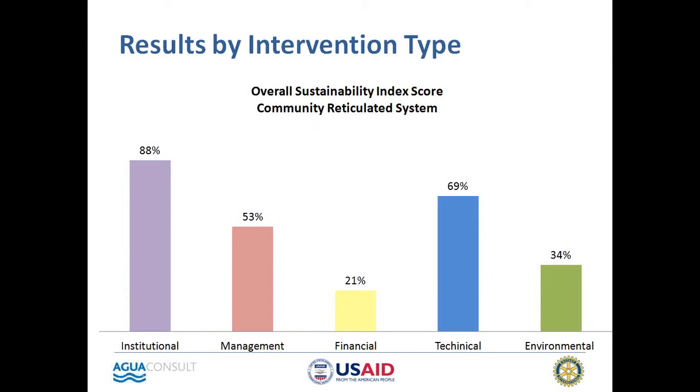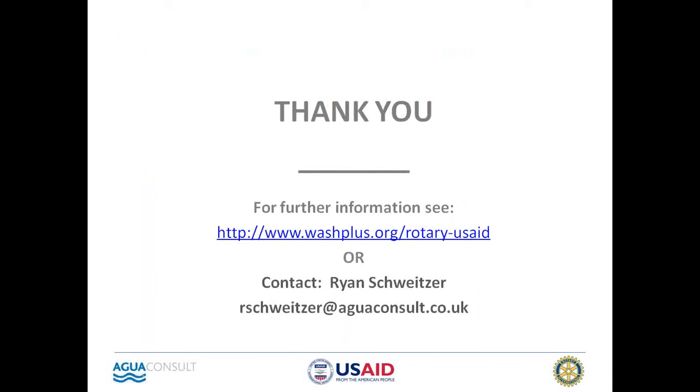Then we can also present the results by intervention type, looking at the overall factor scores. In this case, we have the community reticulated system results for the 5 different sustainability factors. We would have one of these bar graphs for each of the intervention types in the program being assessed.